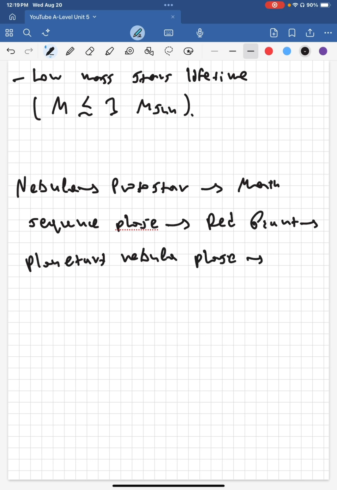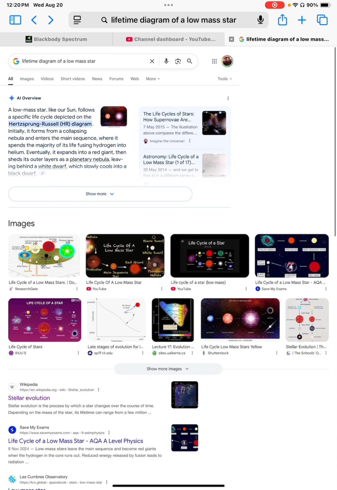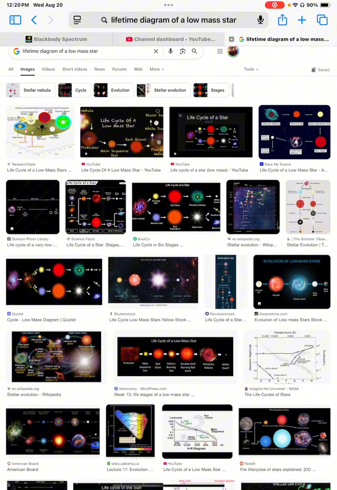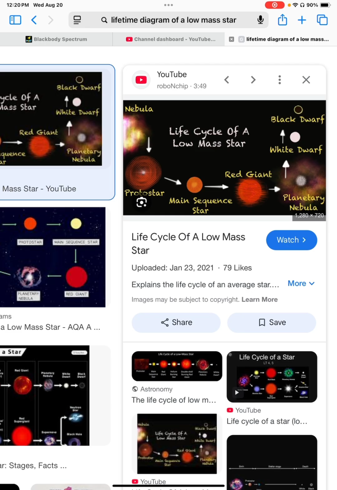And finally, you have the white dwarf phase. Let me try to find something on Google about this. So let's actually use images. Okay, this looks promising. So they actually have all the phases we discussed.